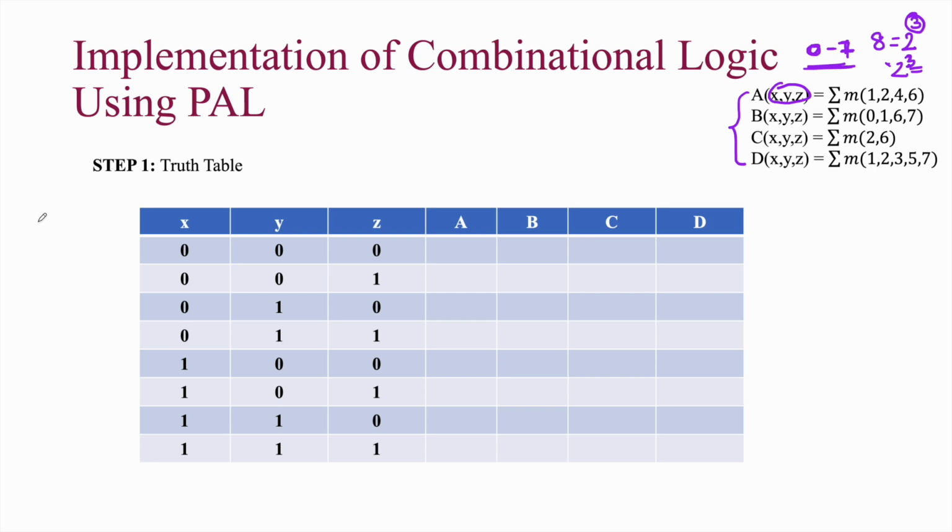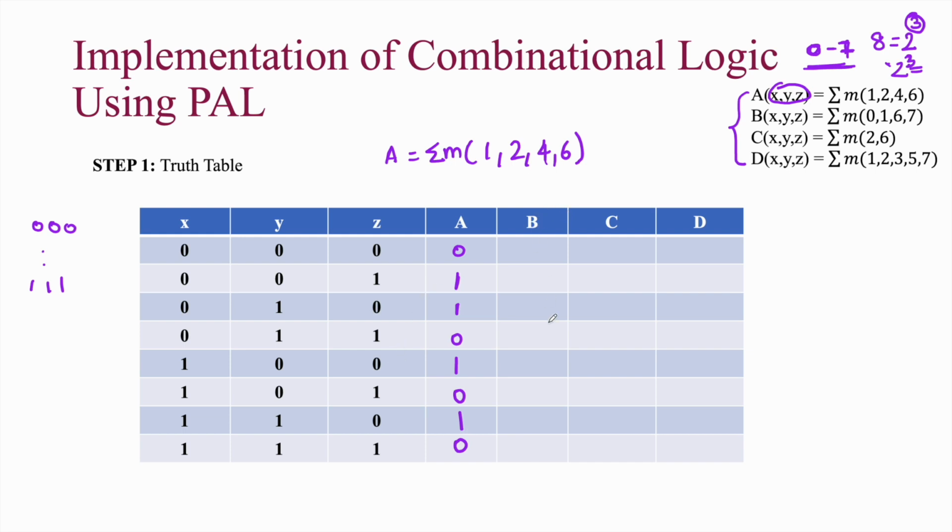If we have 3 input variables, then it should range from 0, 0, 0 up to 1, 1, 1. So 0, 0, 0, 0, 0, 1, 0, 1, 0 up to 1, 1, 1. We have listed all possible minterm combinations. Now we have the function A. What is the function A? A holds minterms 1, 2, 4 and 6. 0, 1, 2, we don't have 3, we have 4, we don't have 5, we have 6 and we don't have 7. So for the rest of the function, we are marking 0.